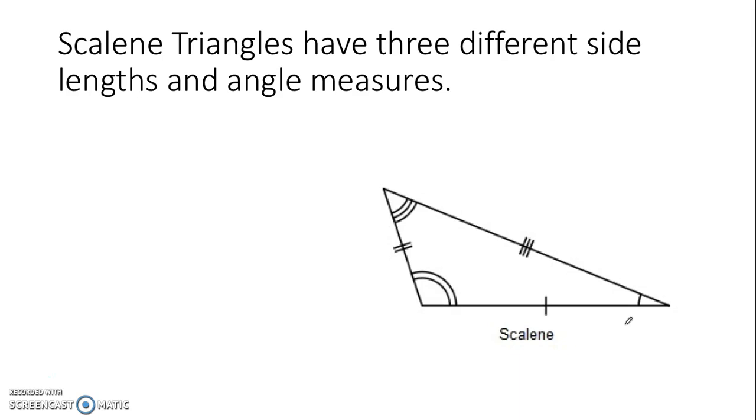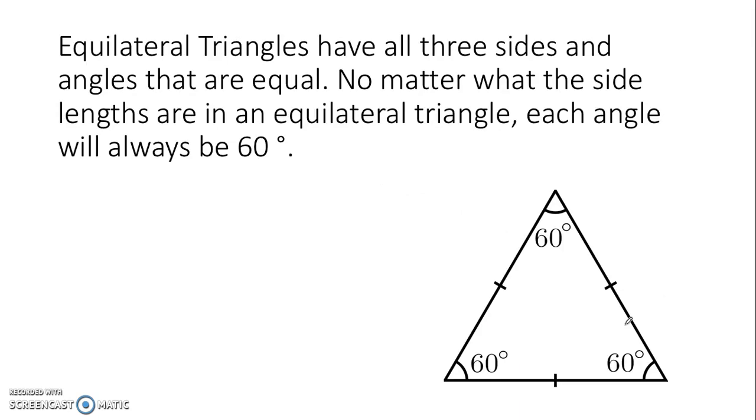So here's a little bit of a review for you, just the three different types of triangles that we work with. First of all, we have a scalene triangle. Scalene triangles have three different side lengths and measurements. So all three angle measurements and all three sides are different. An equilateral triangle has all three sides and angles that are equal. So no matter what the side lengths are in an equilateral triangle, each angle will always be 60 degrees. So 60 plus 60 plus 60 is 180.